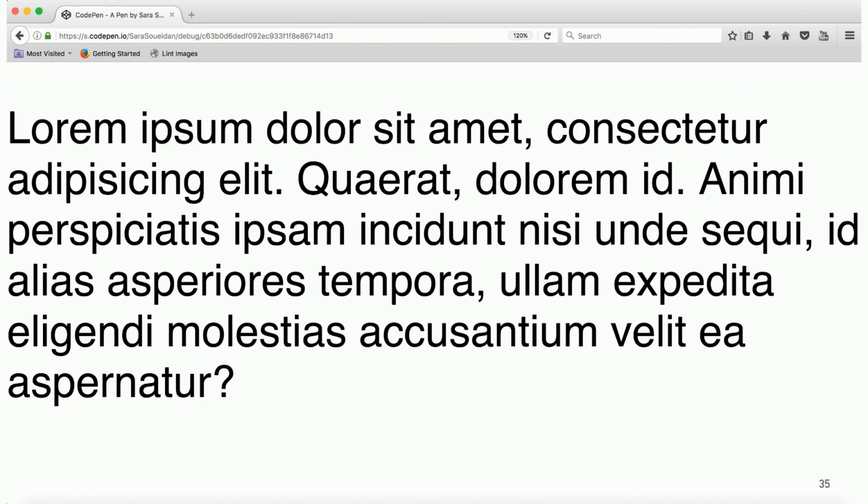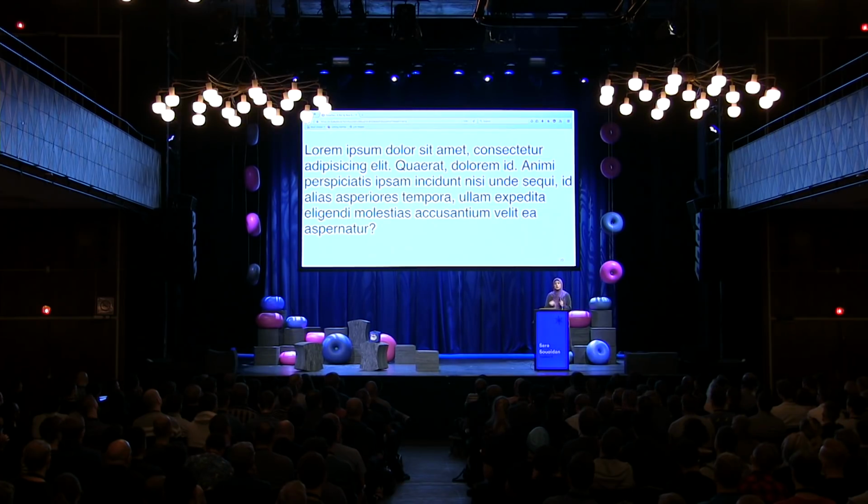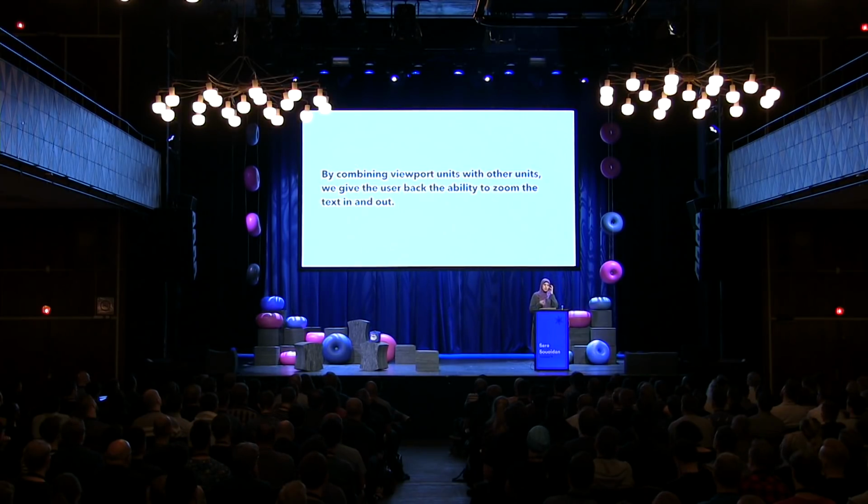Because if you use viewport units alone, without combining them with other units, the browser is going to fix that font size to the font size that you have chosen. And so basically, you're going to take away the ability of the user to scale the text up and down. To fix that, you need to combine the viewport units with other units, which makes them flexible again.